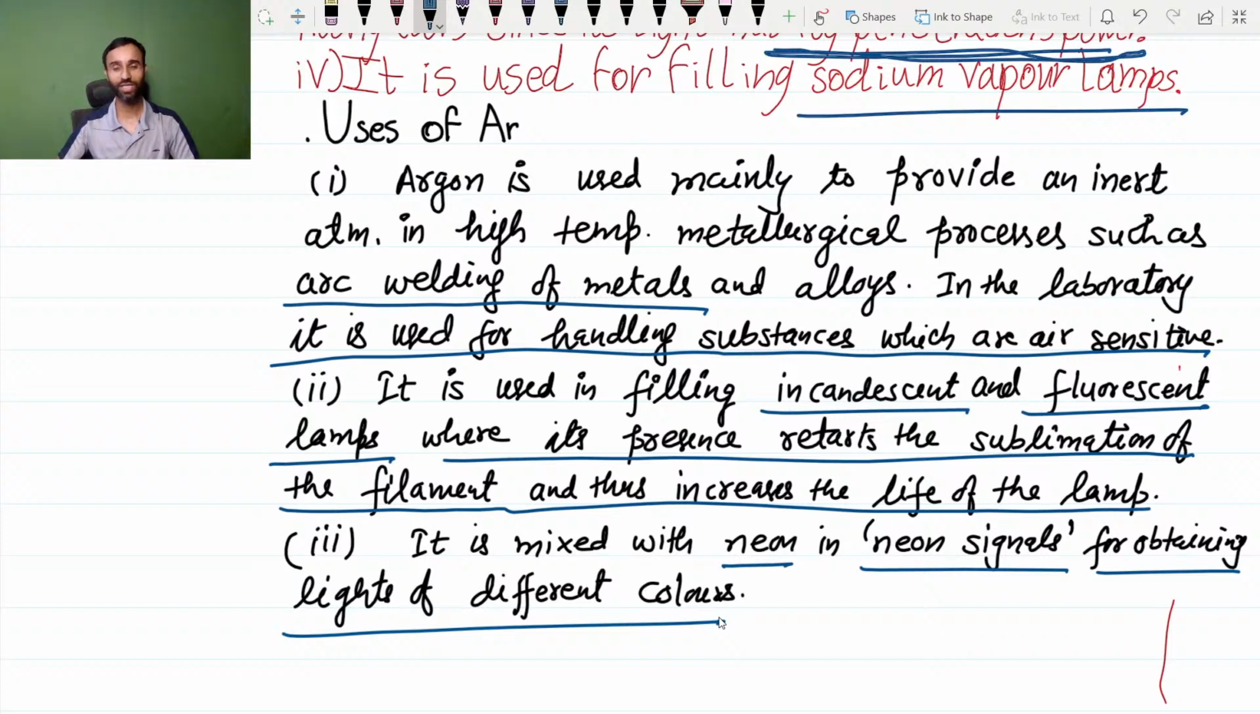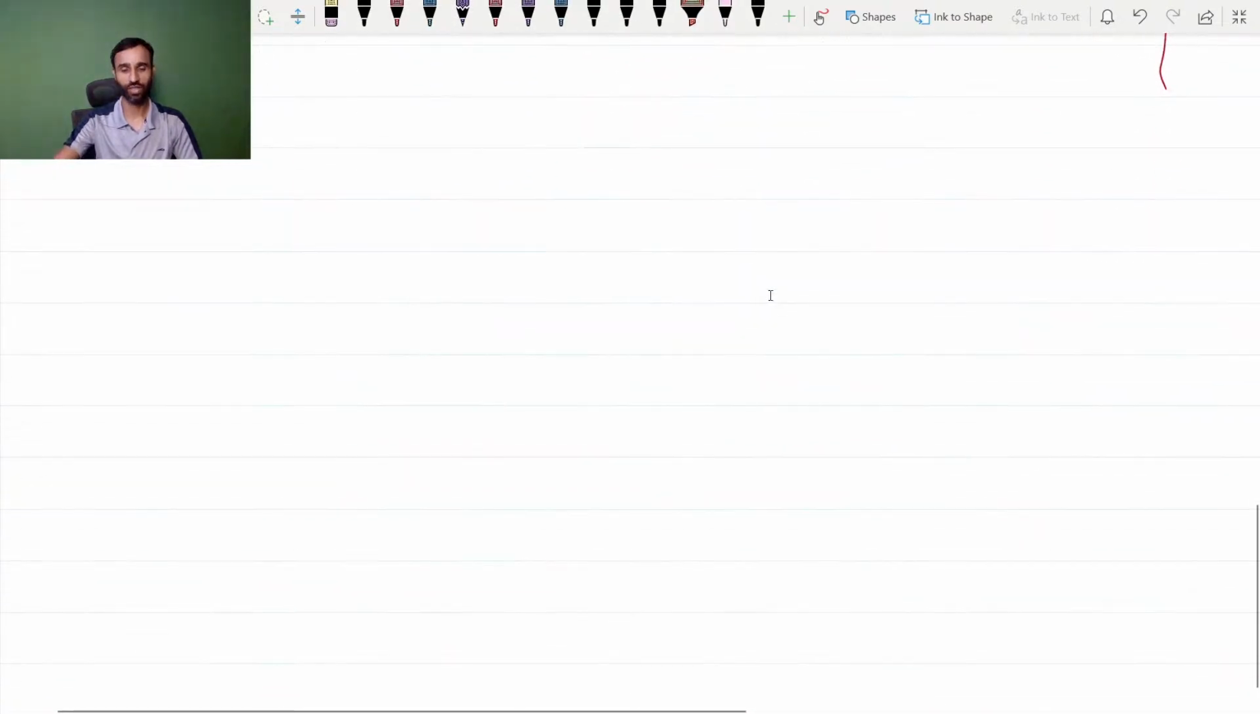Okay, so all the best. Now in the next class onwards, we will start D and F block elements.